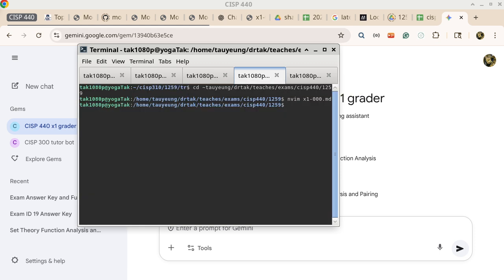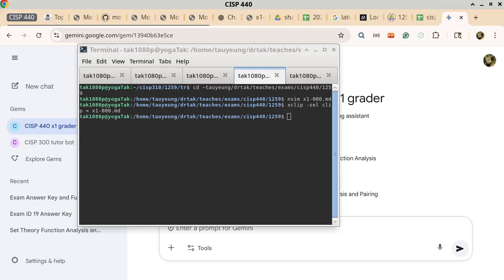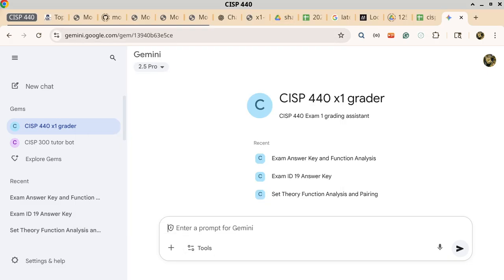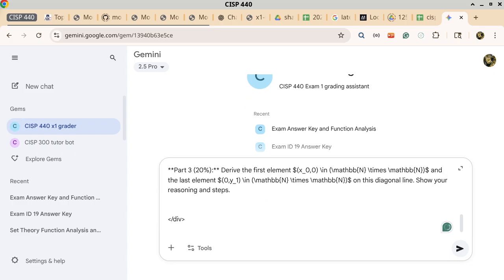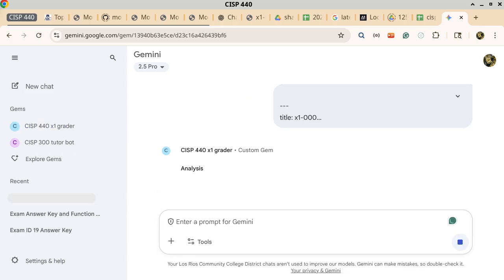What I did was xclip, with a redirection from a file. We'll take 000 as an example. Now I have the entire test in the clipboard, and all I have to do is paste it here and press enter, and the grader will do its own magic. So we'll take a look here.